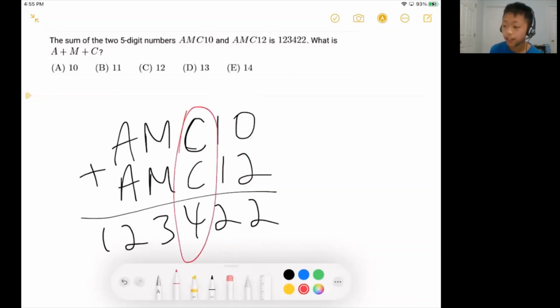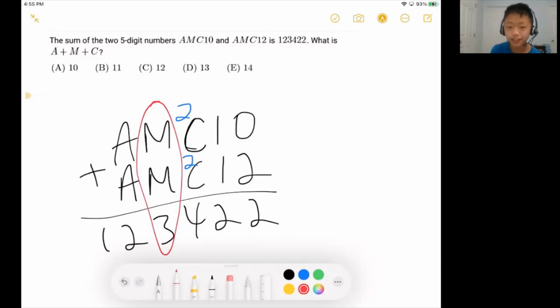And this column is a little more interesting. We have C plus C has a unit digit of 4. So our first instinct might be, oh, C plus C is 4, so C must be 2. That's what we probably think the first time. But that might seem good until we look at the next column. M plus M has to give 3. But that doesn't really make sense.